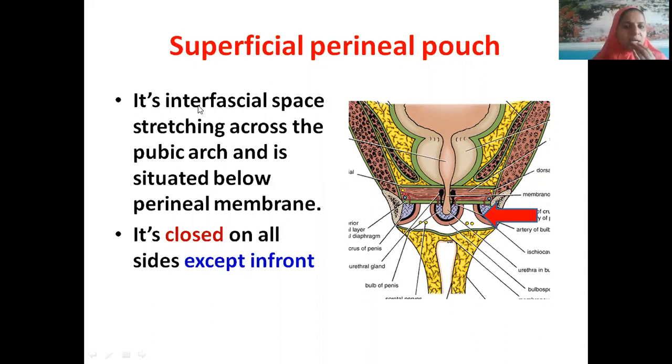Okay, it's a fascial space stretching across the pubic arch. I'll show you in the next picture, which is situated below the perineal membrane. This is the inferior layer of the urogenital diaphragm, as Imad told us, this word inferior layer. So below the inferior layer of urogenital diaphragm is nothing but the perineal membrane. 2 names it has. Okay, so this superficial perineal pouch is closed from all the sides except in front.